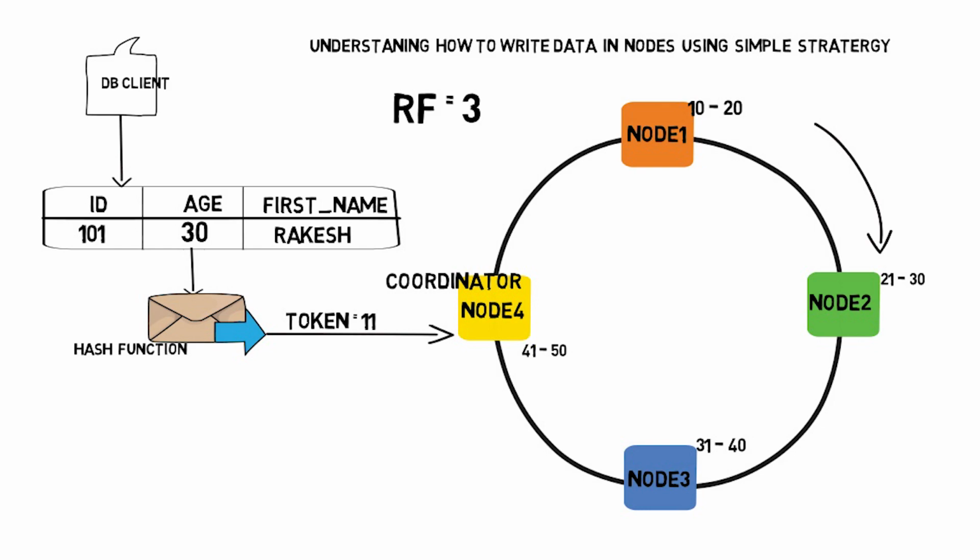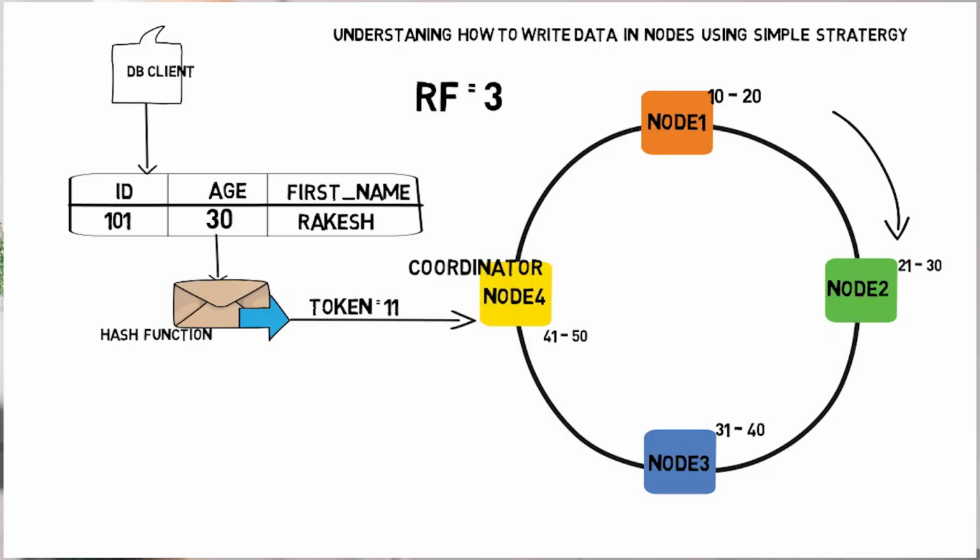Now this token will be passed to my cluster ring, and inside that cluster ring one coordinator will be there. Okay, and this coordinator will be decided based upon some policy. By default, the policy will be token aware or DC aware policy. However, this policy can be changed, or I can say that this is customizable. So my token will be passed to my coordinator.